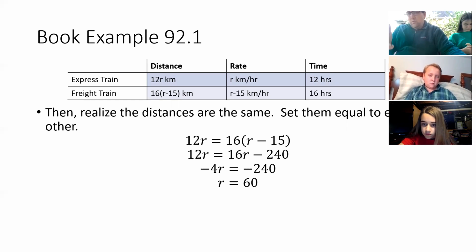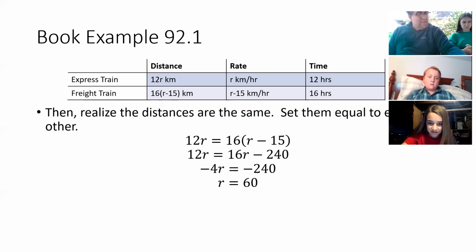So you could do either R is one or the other. In this case, let's make the R the express train, okay? And it said the freight train was 15 kilometers per hour less than the express train, the rate. So it'd be R minus 15. You guys get that middle column? That's what we did first. Then find the times. So the express train, it took 12 hours. The freight train, it took 16 hours. Just says it in the problem, right? Good enough? Then you just multiply it across.